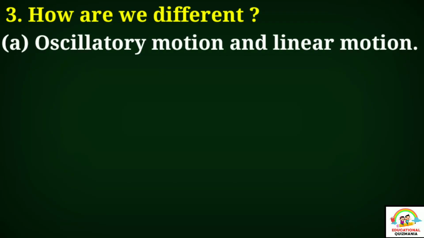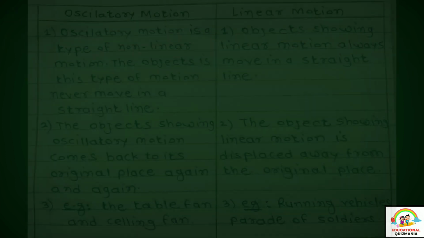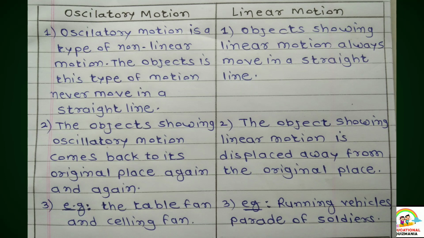Question number 3, how are we different? A, oscillatory motion and linear motion. Answer 1, oscillatory motion is a type of non-linear motion. The object in this type of motion never moves in a straight line, whereas objects showing linear motion always move in a straight line. 2, the object showing oscillatory motion comes back to its original place again and again, and the object showing linear motion is displaced away from the original place.